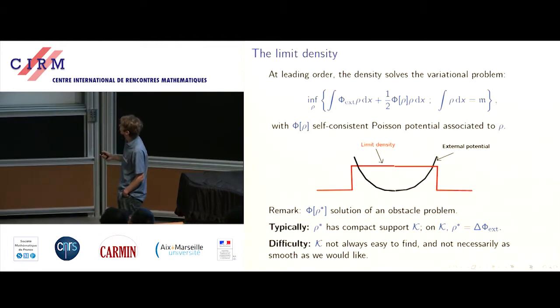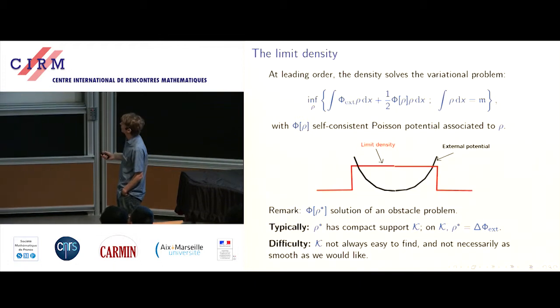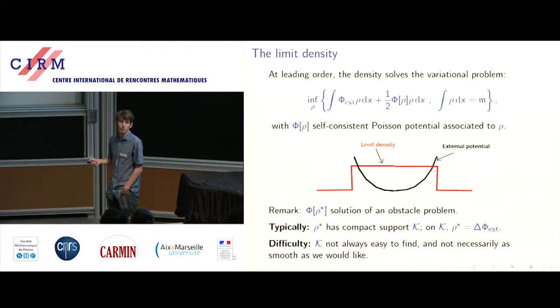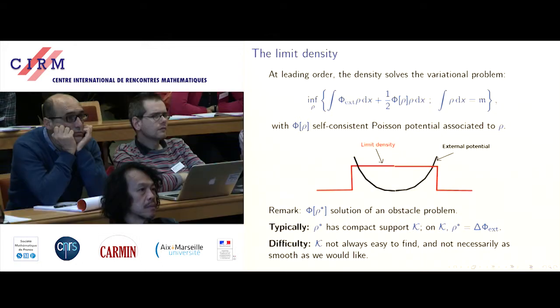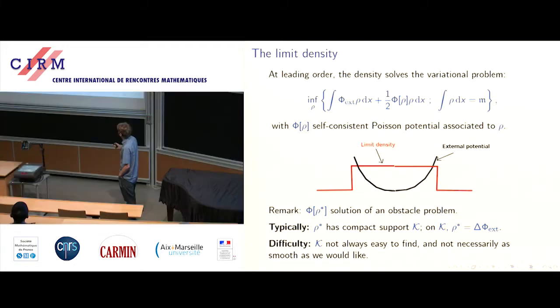If you take a more complicated potential and more dimensions, it will be a bit more complicated, but that's typical: the minimizer will have compact support. We'll call big K the support, and on the support the minimizer is equal to the Laplacian of the external potential. It's quite easy to see. Of course, if I have a quadratic potential, then the Laplacian is constant. But still, it's not so easy, because this K, in 1D it's a segment, but otherwise it's a free boundary problem, and finding what K is really is not a trivial problem.